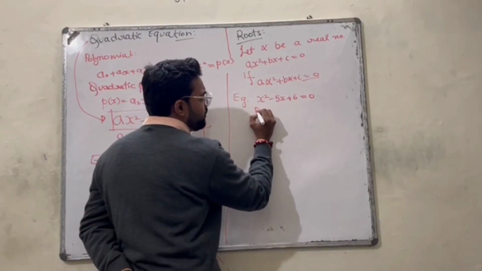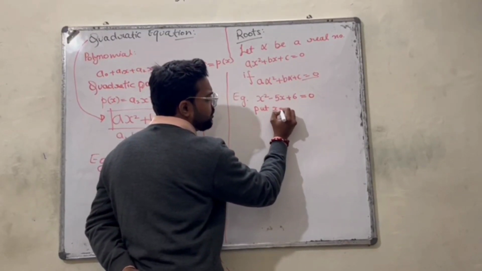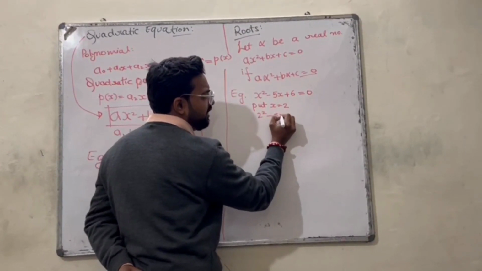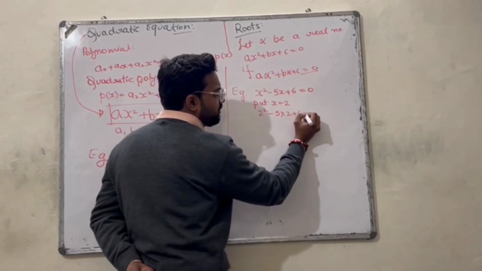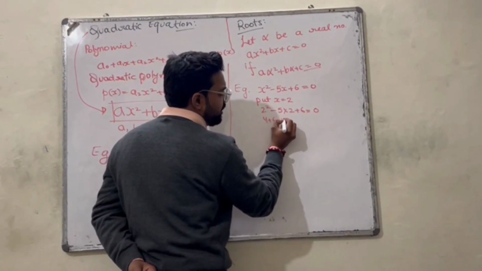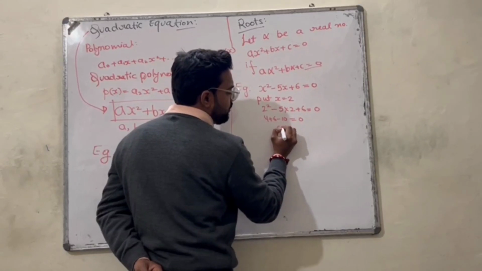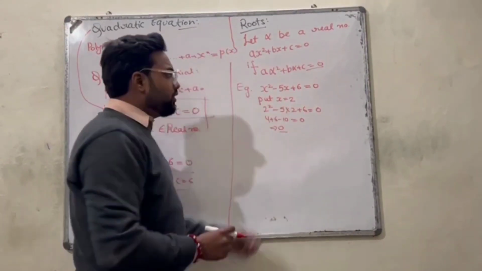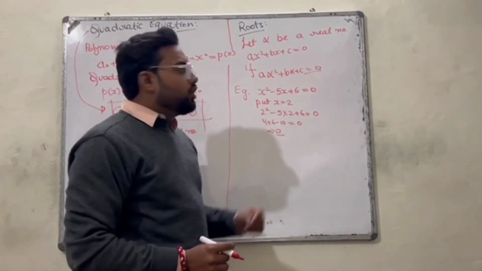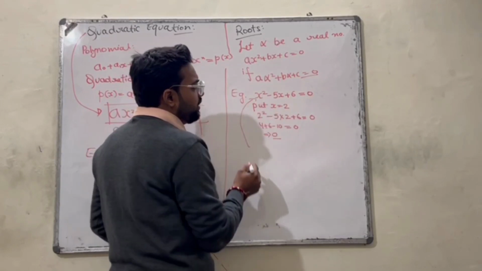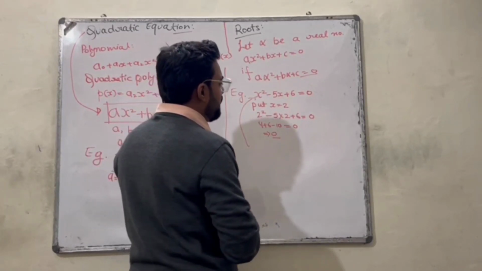For example, we have x square minus 5x plus 6 is equal to 0. So, put x is equal to 2. We have 2 square minus 5 into 2 plus 6 is equal to 0. So 4 plus 6 minus 10 is equal to 0. Therefore x equal to 2 is the root of our given quadratic equation x square minus 5x plus 6 is equal to 0.